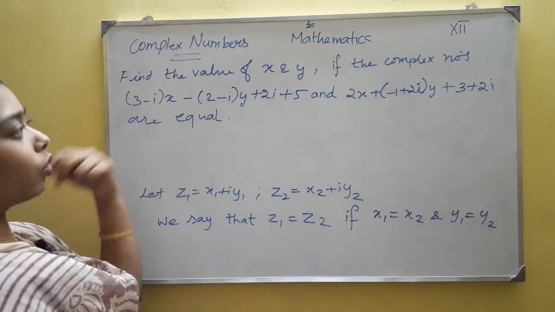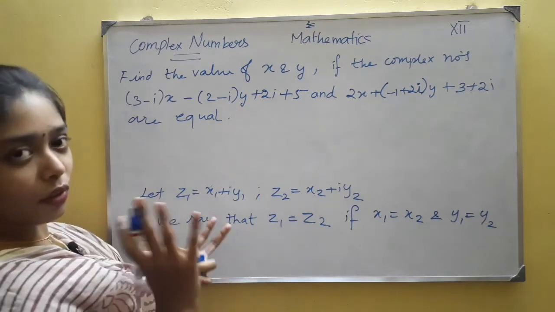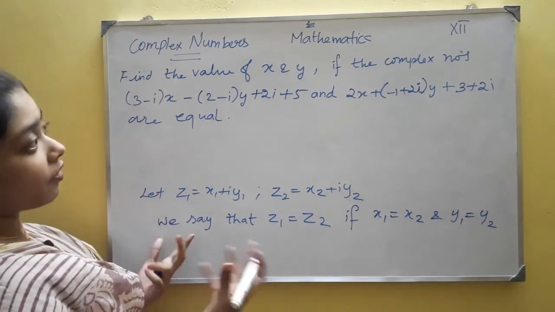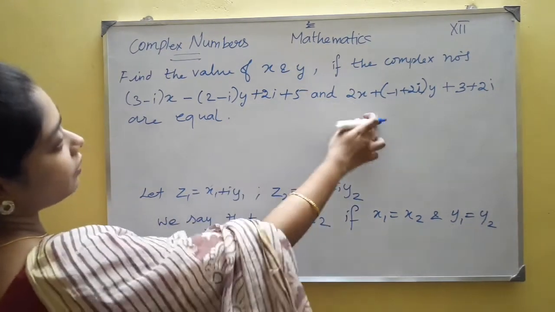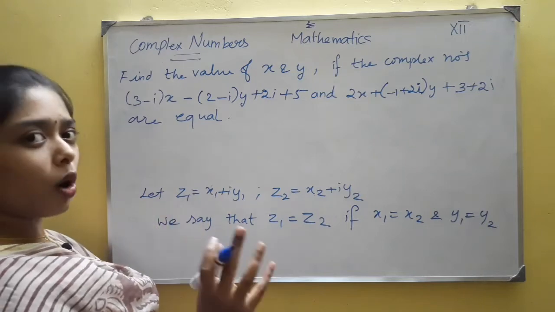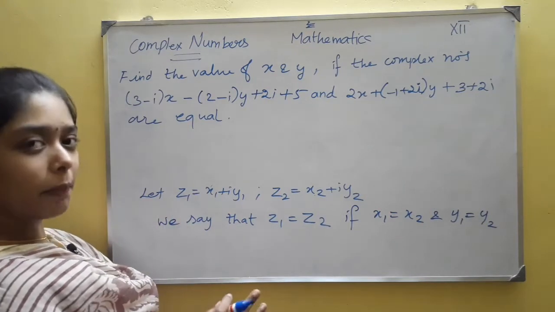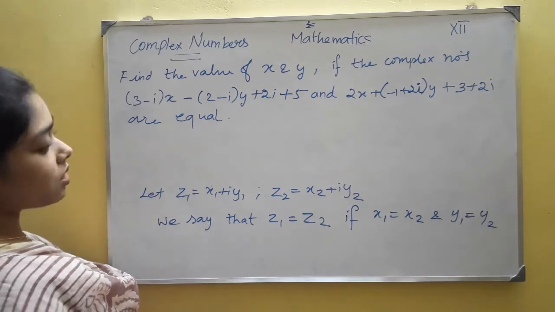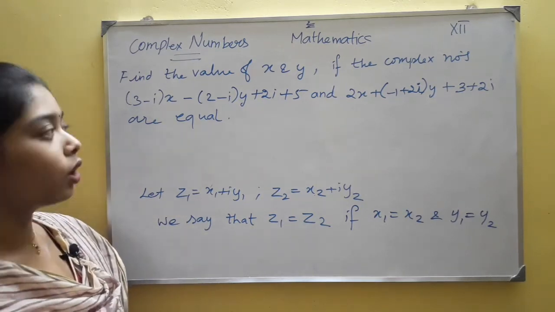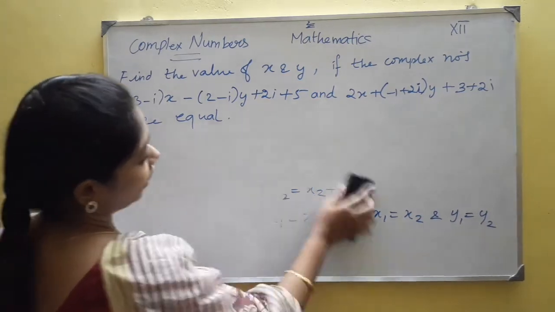You want to find the values of x and y from the real and imaginary parts of a complex number. They have given the information that these two complex numbers are equal, this and this. With this given information, you want to find it. Whenever two complex numbers are equal, their real part and imaginary part must be equal, no? So using this definition, we are going to find the values of x and y.